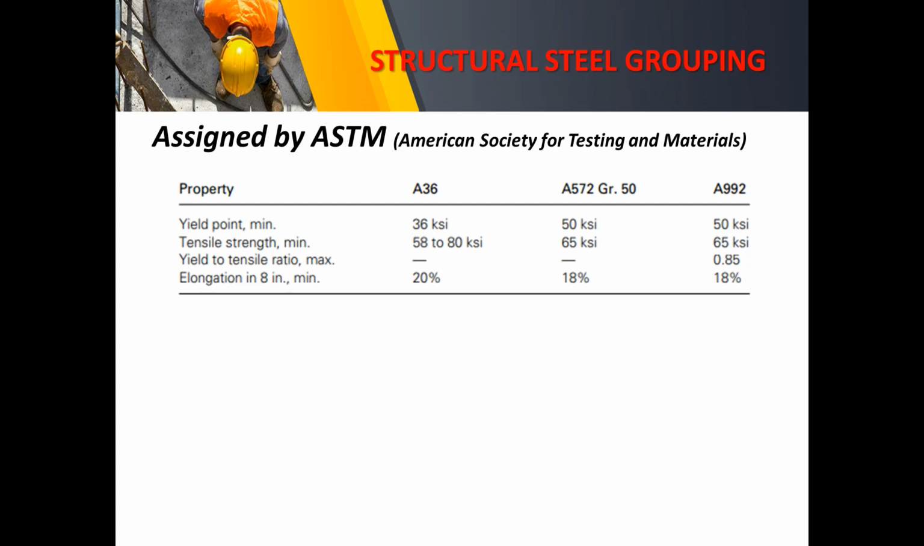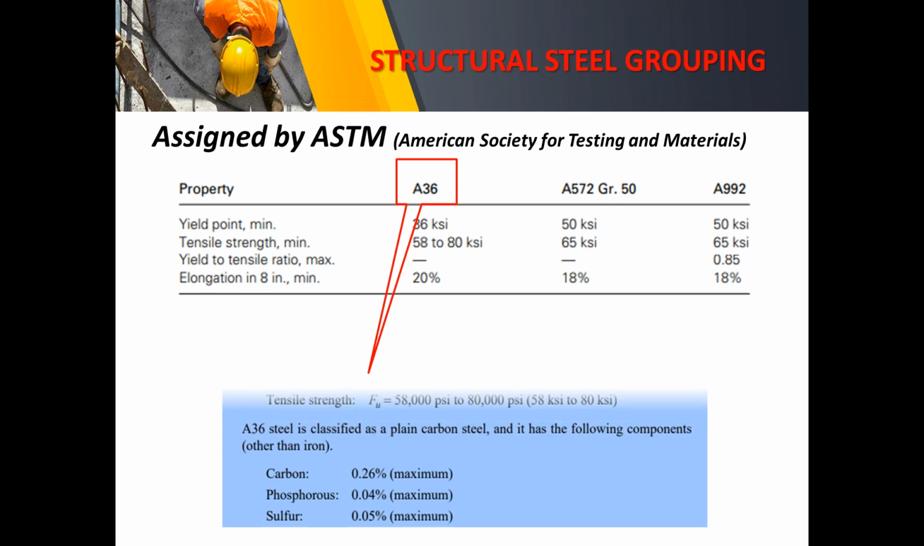We have here the yield point minimum, the tensile strength minimum, the yield to tensile strength ratio maximum, and the elongation in 8 inches. This is minimum. So basically, in most cases, A36 steel is commonly used. Let us take note of the yield stress. The yield stress is Fy, that will be equal to 36,000 psi, equivalent to 36 kips per square inch.